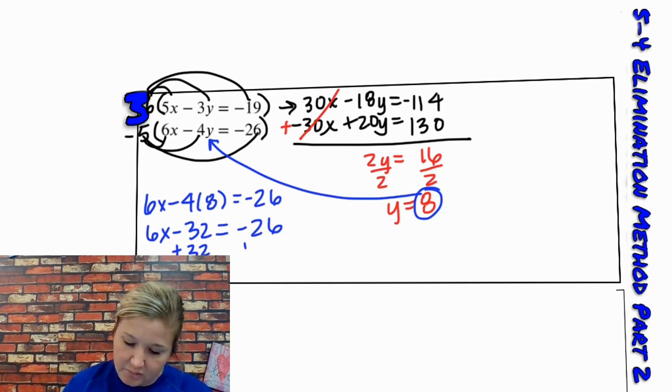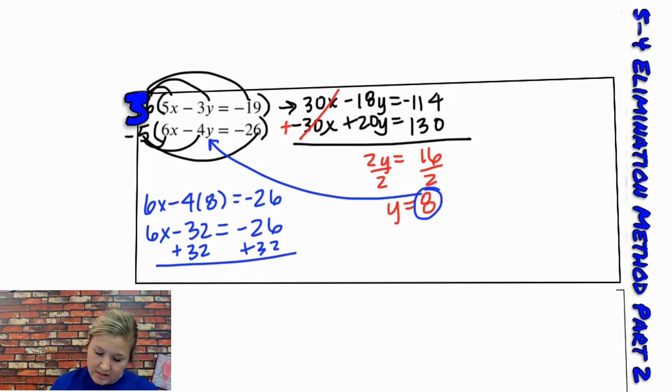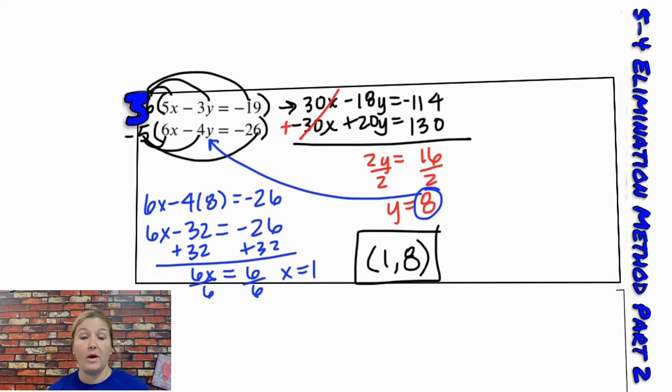Add 32 to both sides. And so 6x is equal to 6. Then divide by 6 on each side, and x is equal to 1. So writing my solution is 1, 8. One comma 8. So that's where those two graphs would cross.